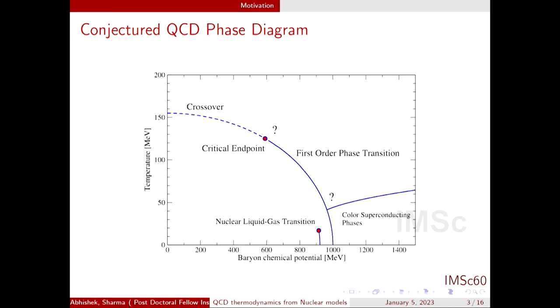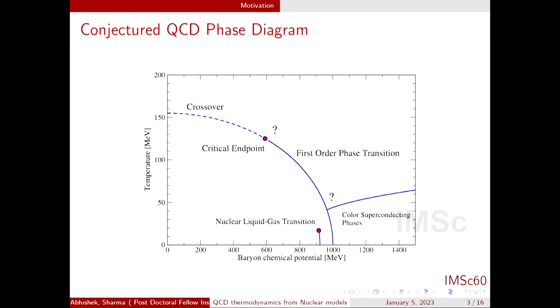In this figure, on the x-axis we have the baryon chemical potential, or equivalently the baryon density, and on the y-axis we have temperature. Both are in units of MeV. Most of our knowledge about this phase diagram comes from lattice QCD. At low baryon densities, close to 0, we know that the transition from a confined hadronic phase to a deconfined quark-gluon plasma phase is a crossover transition, and it happens at nearly 156 MeV.